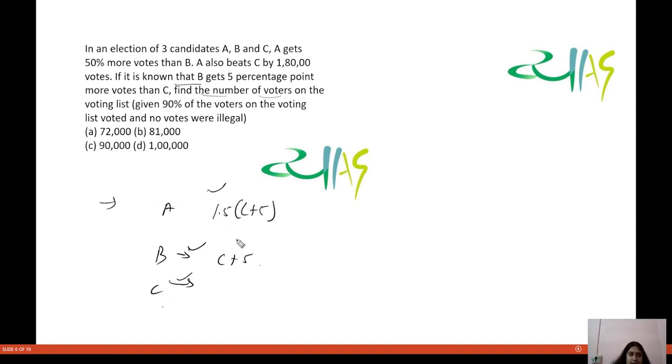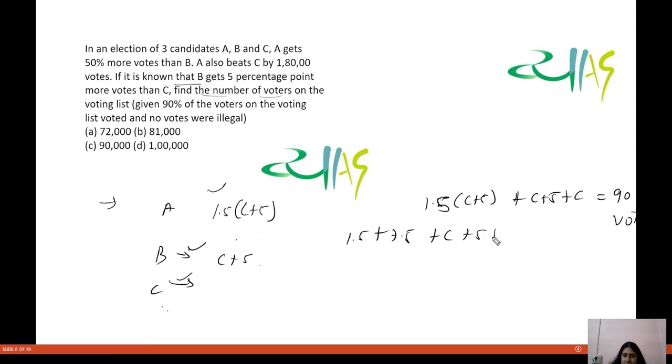Now we will add all this. By adding all this, we will get how much? 1.5 times (C plus 5) plus (C plus 5) plus C is equal to 90% of total votes polled. So 1.5 times 5 is 7.5, and then C plus 5 plus C. So this is 3.5 times C plus 12.5, and this is 90% of total votes polled.